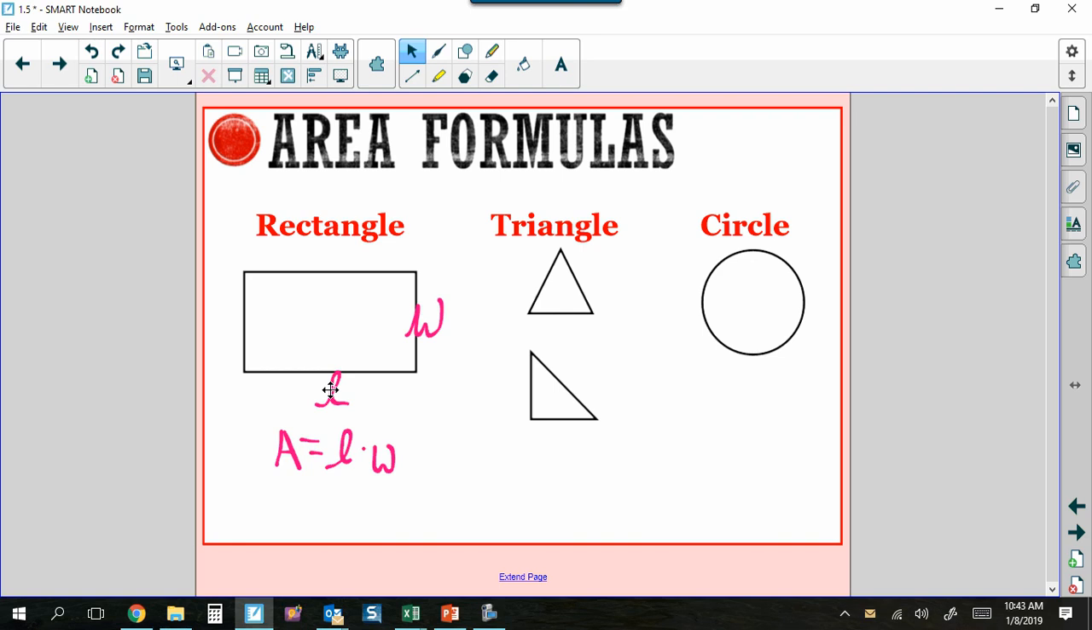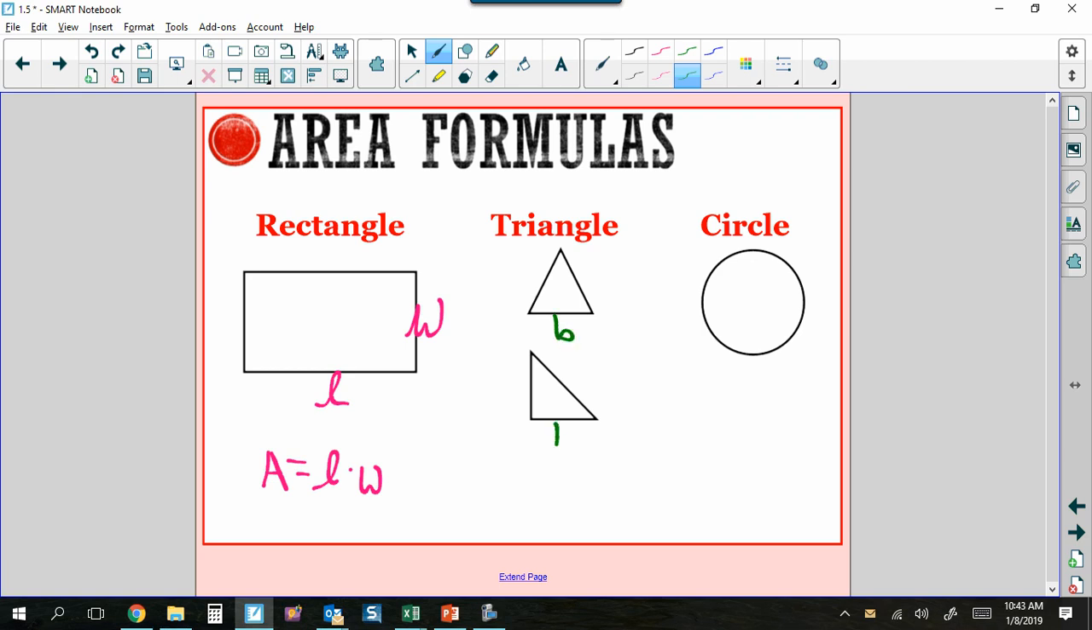A triangle is actually half of a quadrilateral, so it is going to be, for the most part, the same exact formula. We're going to use the words base and height for a triangle. The base is usually going to be the bottom of the triangle. And then your height has to be perpendicular to the base that you are using.